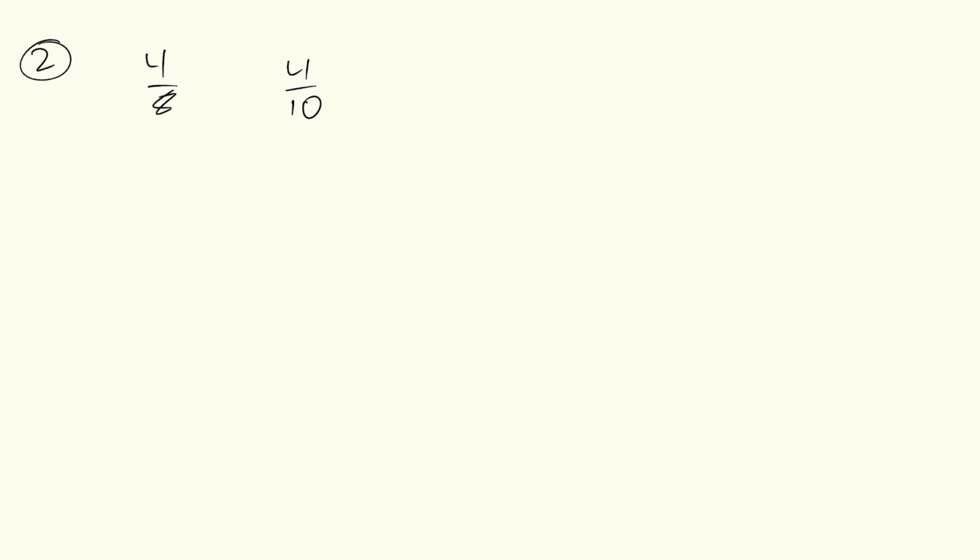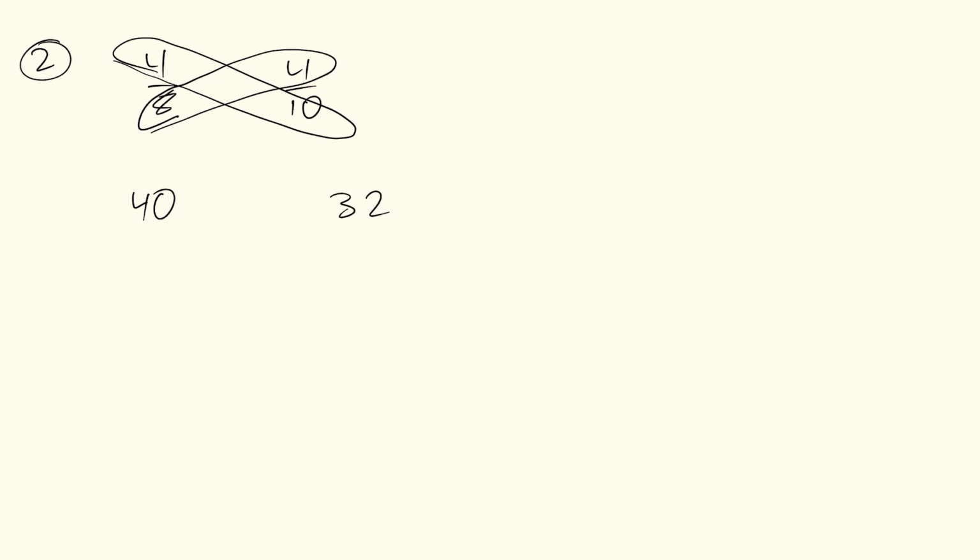So with problems like these, where the denominators are not the same, we can either find a common denominator or we can do a little trick. And that is we cross multiply the numbers. And the numerators are what the whole numbers represent. So 4 times 10 is 40, so that means for the fraction on the left, we have a value of 40. And then 8 times 4 is 32, so that means for the fraction on the right, we have a value of 32. And since 40 is bigger than 32, we know that 4 over 8 is greater than 4 over 10.